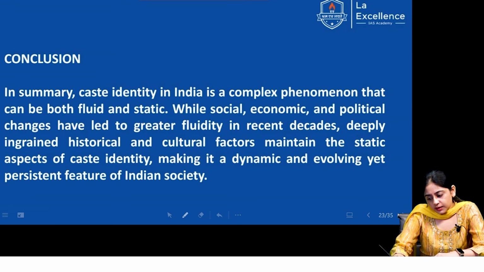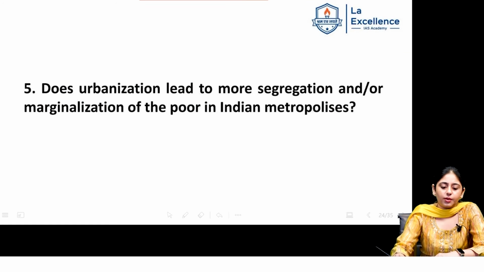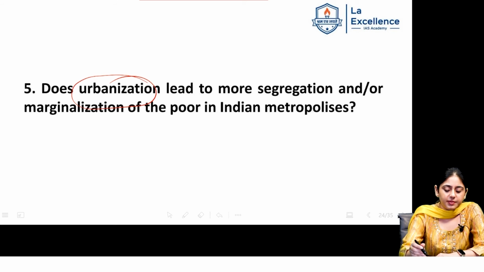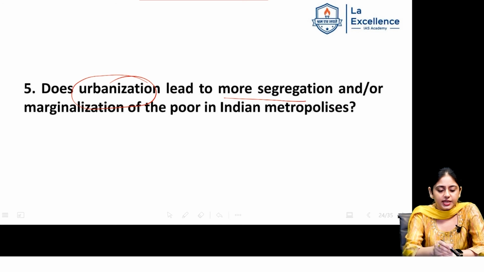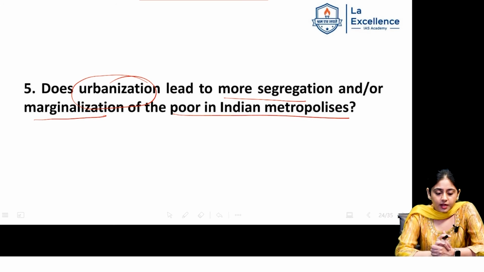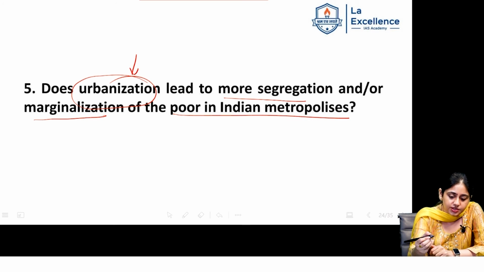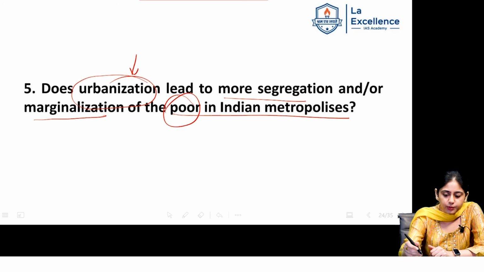Okay, so we are done with the caste system question. Next is related to urbanization: does urbanization lead to more segregation and marginalization of the poor in Indian metropolises? So the keyword is urbanization, and you have to talk about the segregation of the poor.